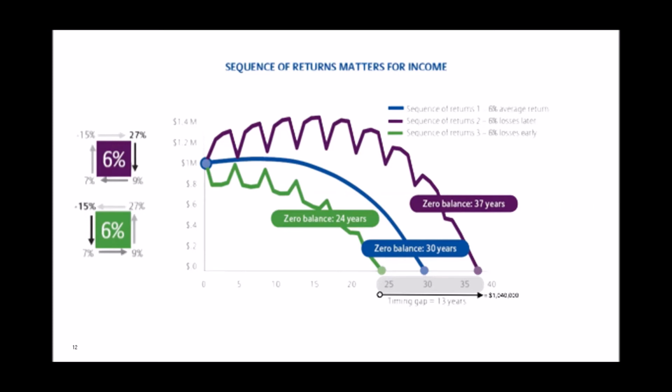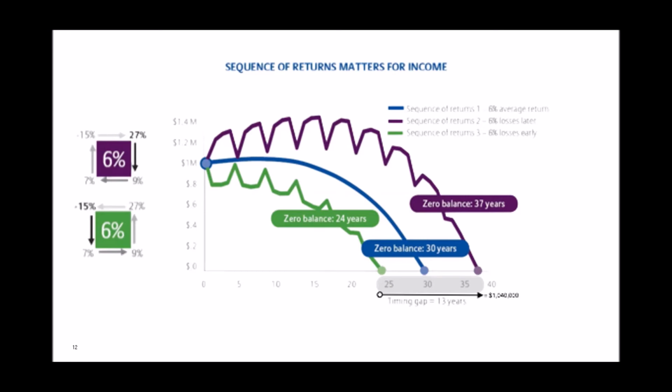What this tells us, all else being equal, is the simple sequence of returns from the worst case to the best case is going to be from 24 years of income at $80,000 per year to 37 years of income at $80,000 per year. That's 13 years at $80,000 per year that either is there or is not there to fund your client's retirement lifestyle. 13 years, $80,000 a year. That's $1,040,000 that is left to the sequence of returns.